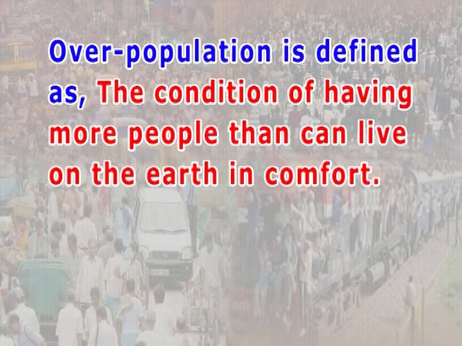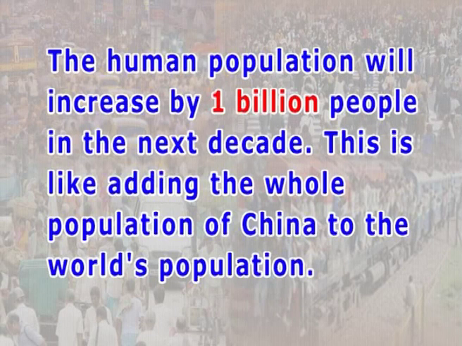Overpopulation is defined as the condition of having more people than can live on the earth in comfort. The rapid growth of the world's population over the past 100 years results from a difference between the rate of birth and the rate of death. The human population will increase by 1 billion people in the next decade. This is like adding the whole population of China to the world's population.